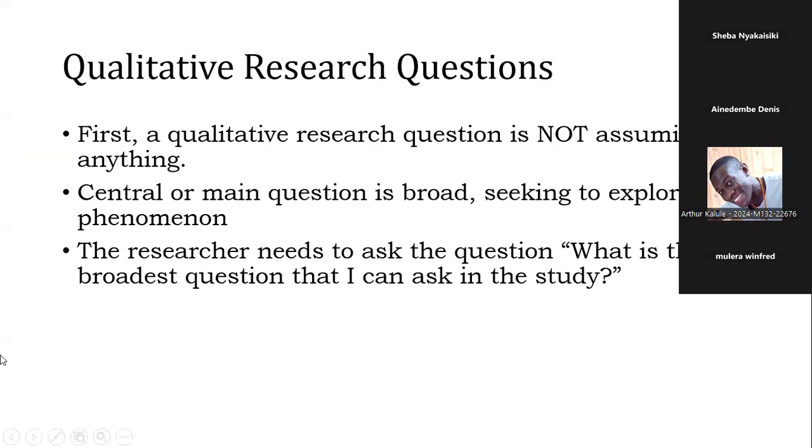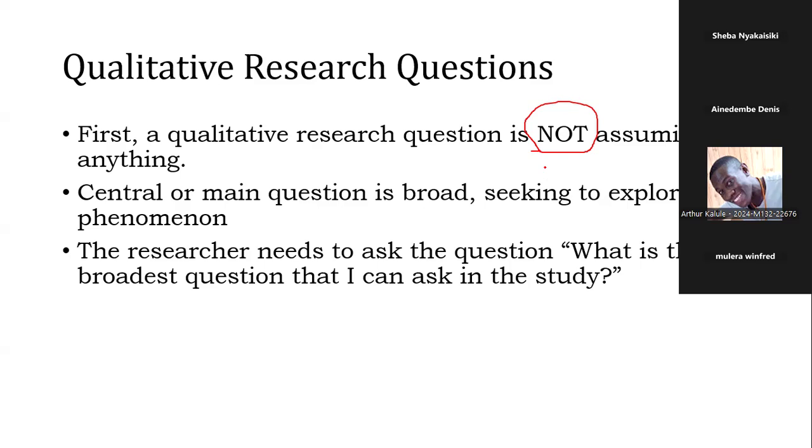So the first and most important thing to differentiate between a qualitative research question and a quantitative research question is that the qualitative research question is not assuming anything. You remember the example that I was giving you, what motivates online learners and lecturers to use online tools? That is a typically qualitative question because it's not assuming. It's an exploratory question. It's going out to explore.